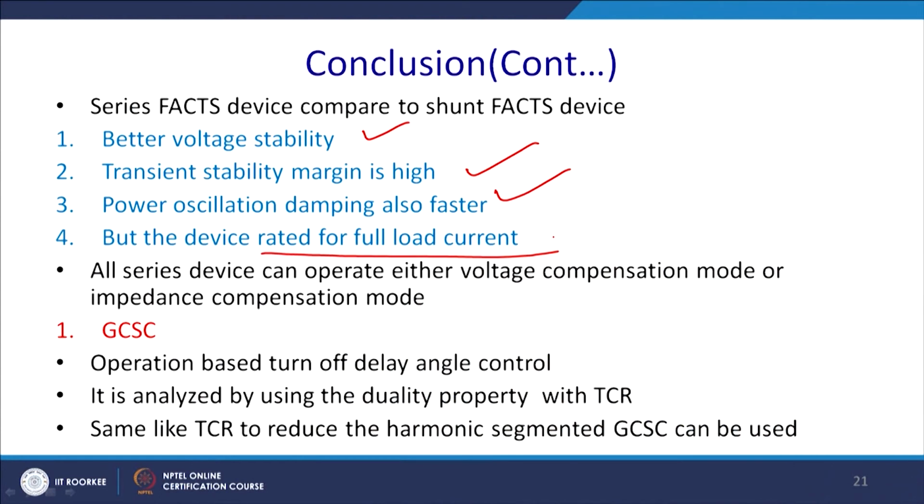Series devices can operate in either voltage compensation mode or impedance mode. GCSC is an impedance mode operation based on the turn off delay of the GTO. It is analyzed by using the duality property of the TCR, and, like the TCR, to reduce the harmonics, a segmented GCSC can be used.